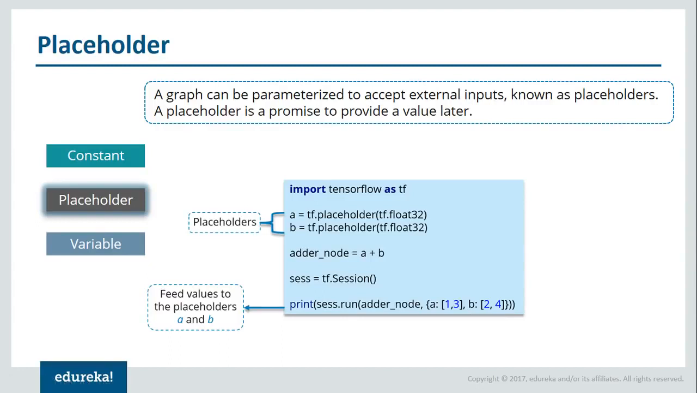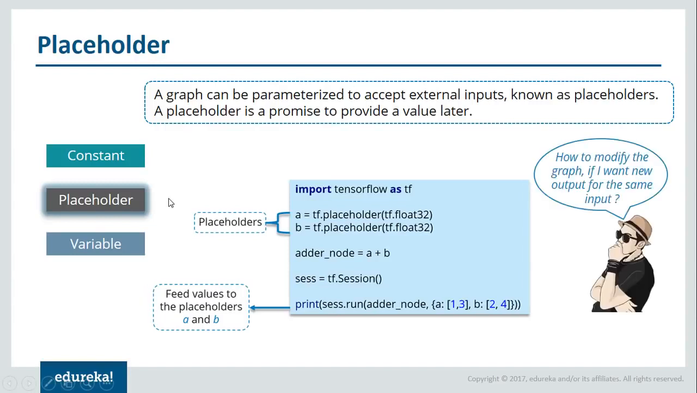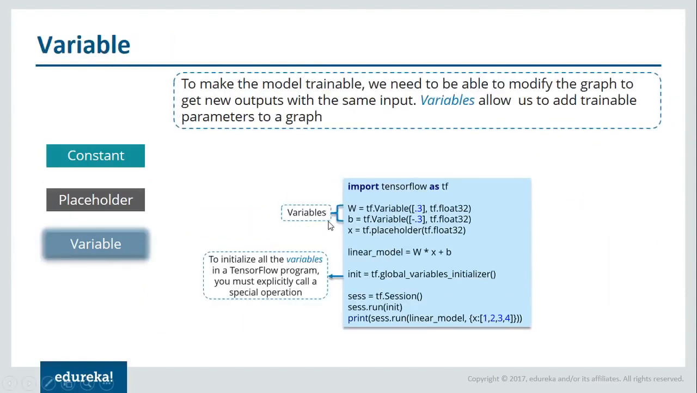But the question again arises, what if I want to change my parameters? How do I modify the graph if I want a new output for the same input? At that time, I need variables. So what are variables? As the name tells you, variables are values that keep on changing. When you train a model, you use variables to hold and update parameters. Variables are nothing but in-memory buffers containing tensors.